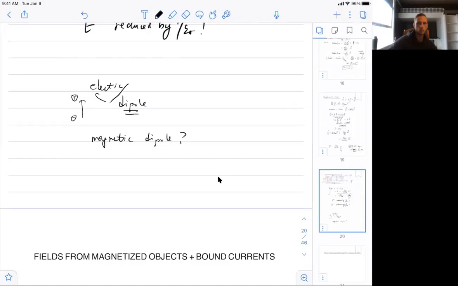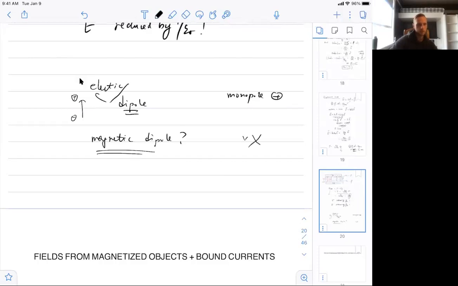We know what electric charge is. We know what an electric monopole is. It's just a point charge. Do we have a magnetic monopole? No, we don't. But we do have a magnetic dipole. So what is a magnetic dipole?